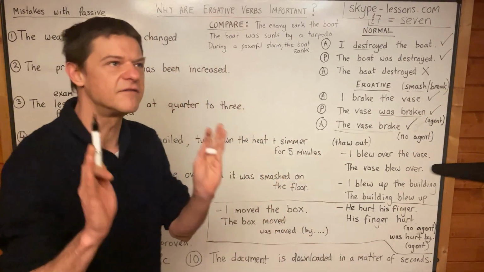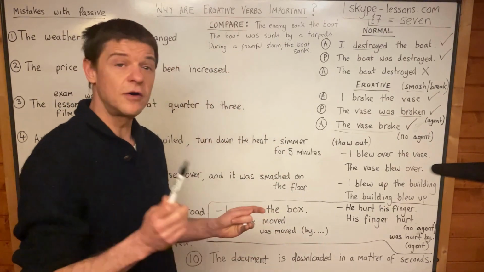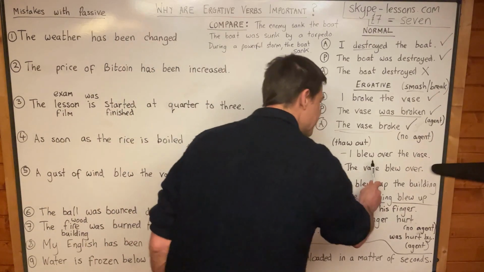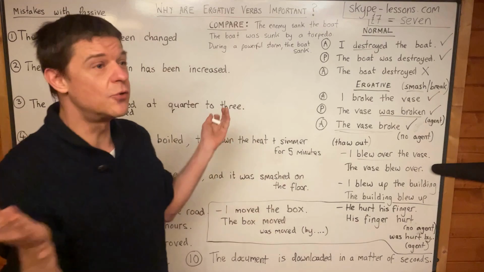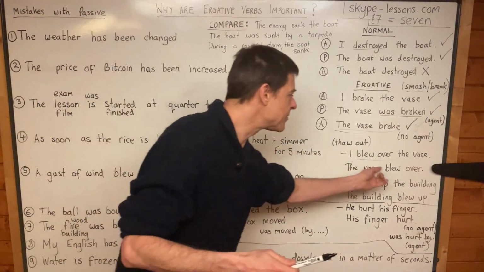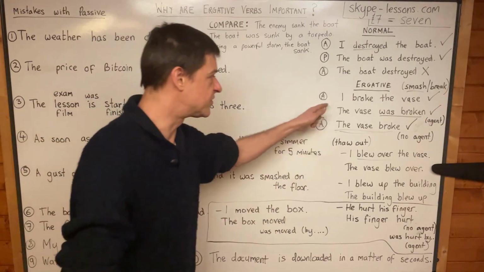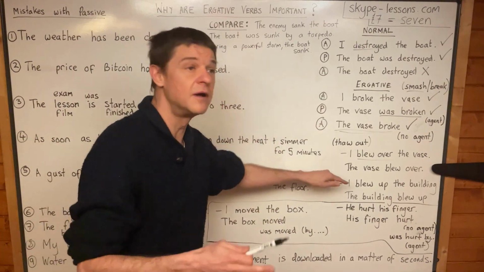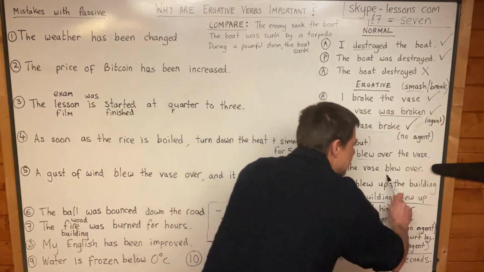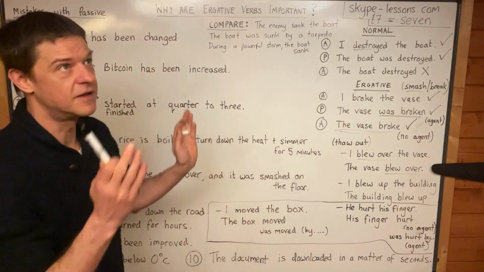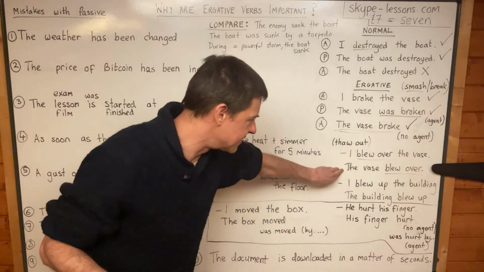And I want you to be aware that phrasal verbs like blow up and blow over are also ergative verbs. Here's my proof. I blew over the vase. Yeah, maybe I blew over the vase. Yeah, it's possible. I blew over the vase. The vase was blown over is correct, the passive form, but also the vase blew over. Yeah, maybe it was the wind. And this one, of course, it sounds like the wind blew the vase over. The vase blew over. Yeah, there's no agent in this one.